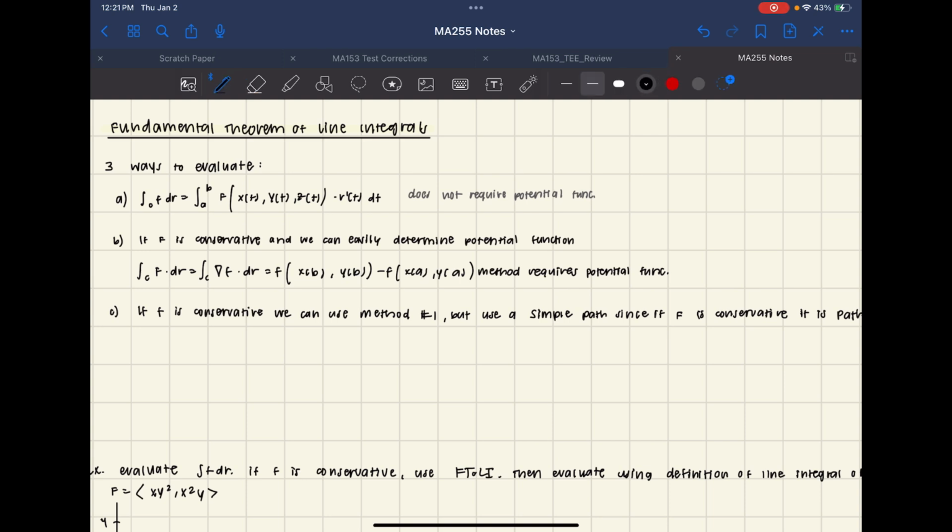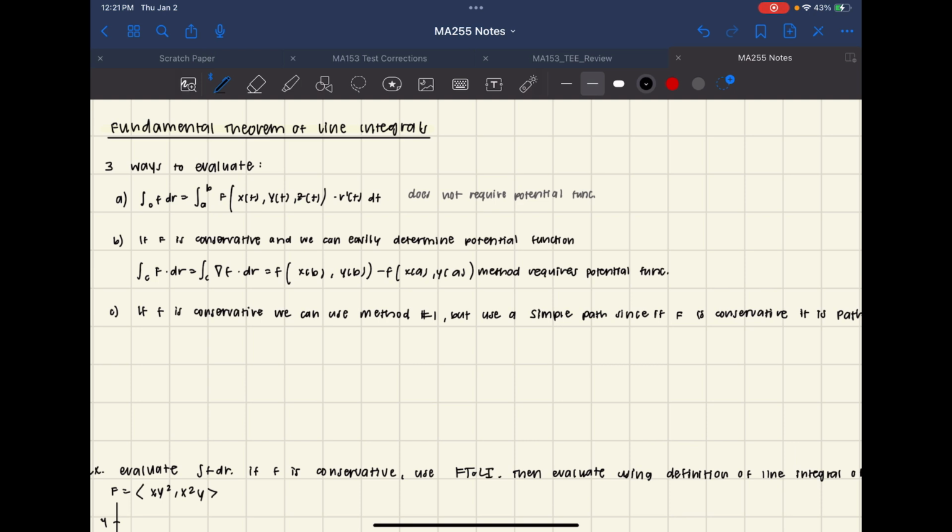And then for the third way, for conservative fields, you can replace the given path with any simpler path that connects the same endpoints, since the integral depends only on the endpoints. Essentially, the fundamental theorem for line integrals states that if the vector field is conservative, then the line integral is path independent and can be evaluated using the formula.